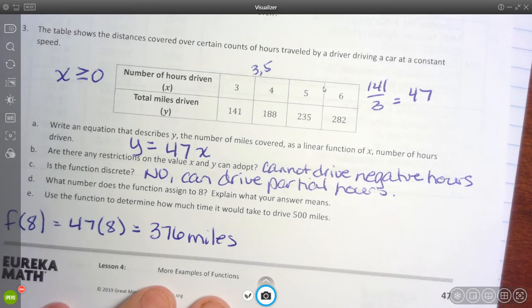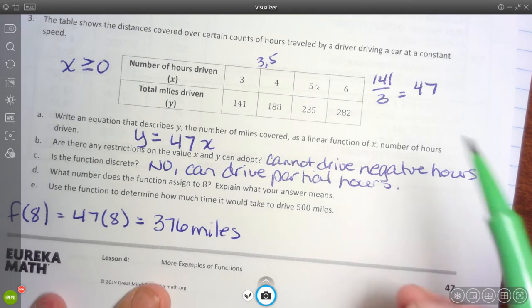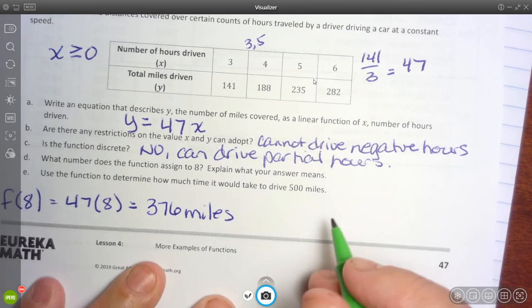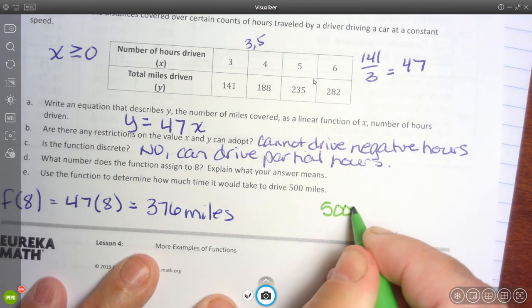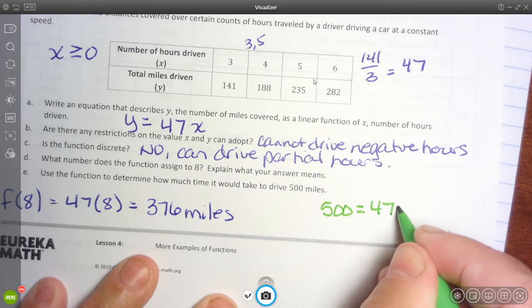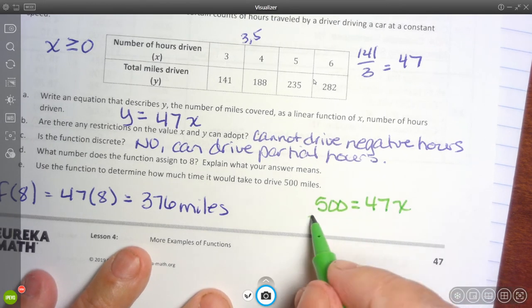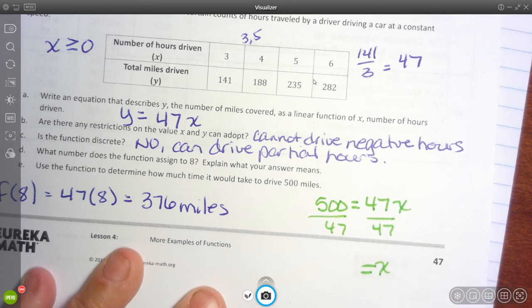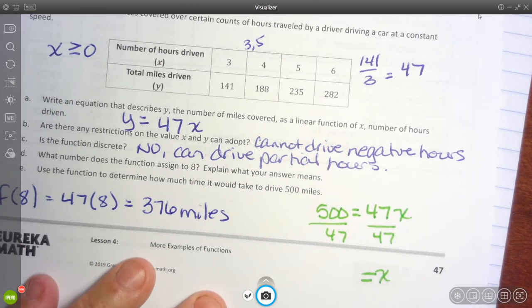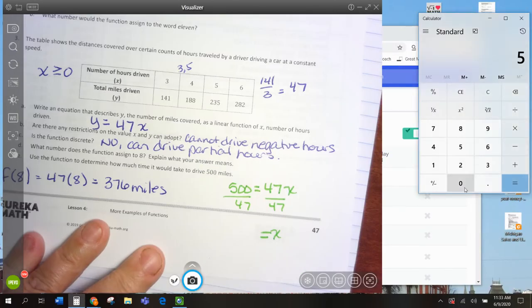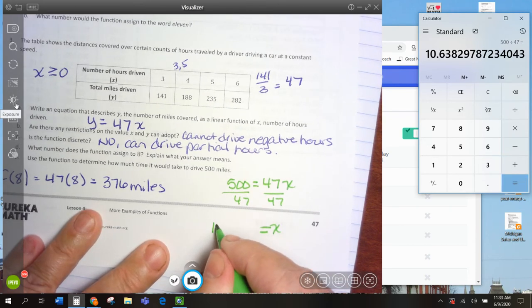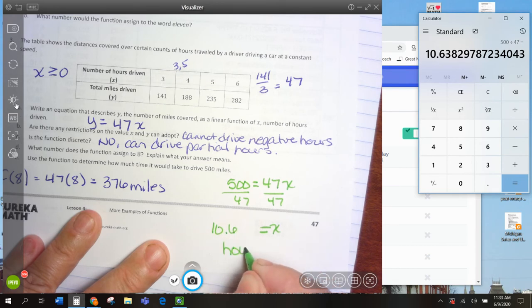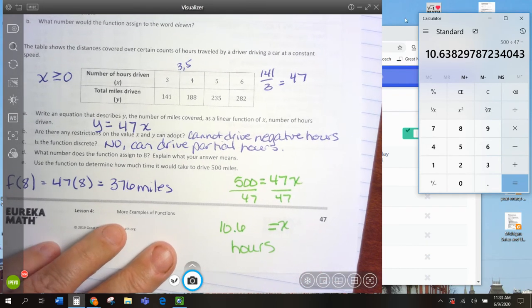Now, this last one, how long would it take to drive 500 miles? So we want our total distance driven to be 500. So 500 would equal 47 miles an hour times how many hours? We're going to divide by 47. And our x is going to be, let's see, 500 divided by 47, about 10.6 hours.